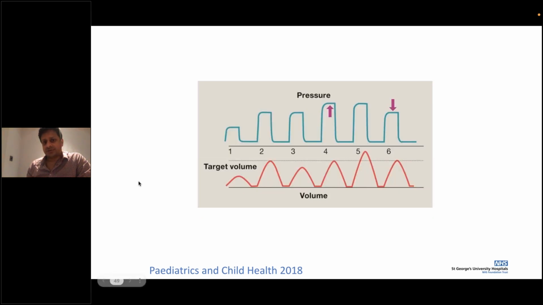How does volume control ventilation work? It gets all the information from the previous flow. So it really gets that information from the previous flow. Have I reached that 5 mL per kilo? If I'm not, then I will give increased pressure with the next one and reduce it accordingly. So it has this continuous loop from the previous breath and tries to achieve that volume targeted ventilation that you're aiming for.